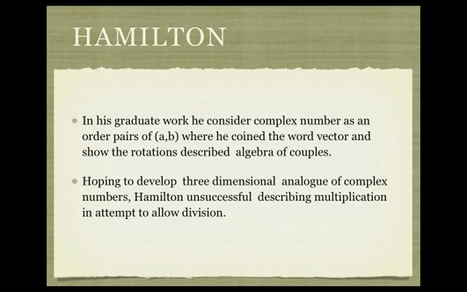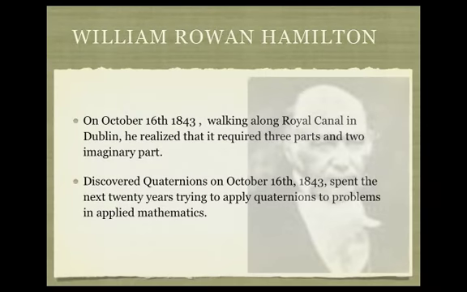He was hoping to develop a three-dimensional analogy of complex numbers. However, he was unsuccessful because he couldn't multiply. In an attempt to allow division, he wasn't able to. So he spent several years trying to figure that out.